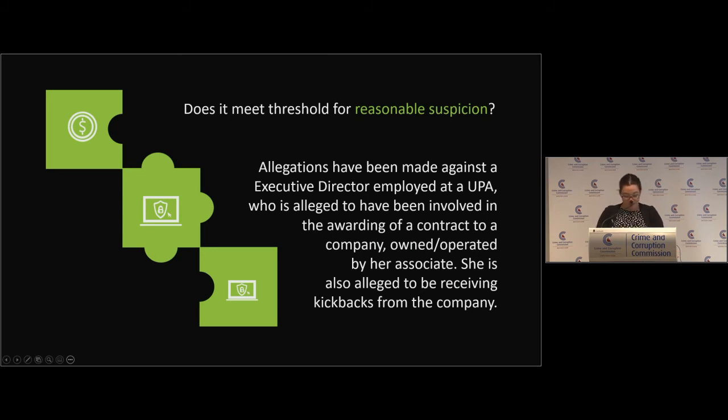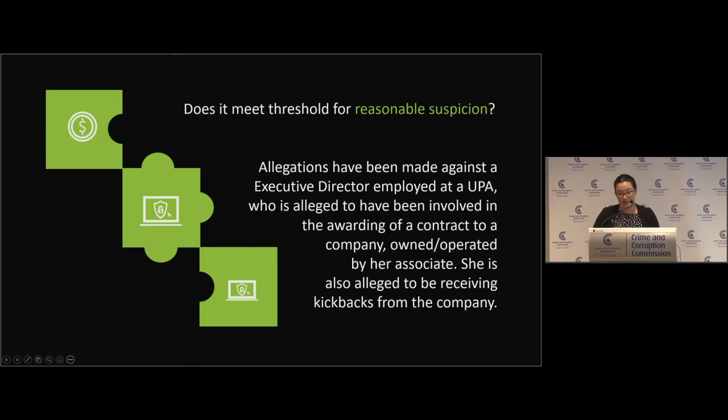Okay, so remember, Darren touched on this earlier. For a suspicion to be reasonable, there needs to be sufficient information for a reasonable person to suspect corrupt conduct has occurred. This does not mean you need all the information to prove the conduct had occurred. That is what the investigation is for. So let's have a look at this example.